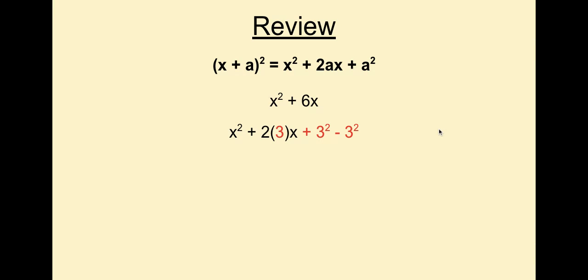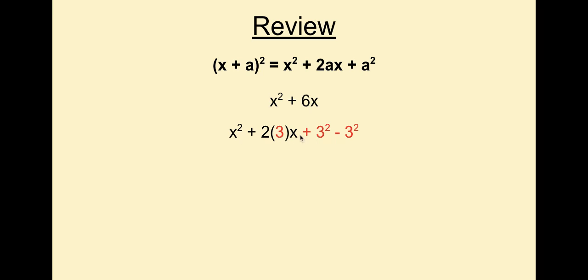So in math, I can't just add anything I feel like, but I can add a 0. So remember, if we add a 0, it doesn't change it. It just changes the way it looks. So I really wanted this plus 3 squared. So to make it a 0, I did a minus 3 squared. So in essence, this is just a very clever 0.